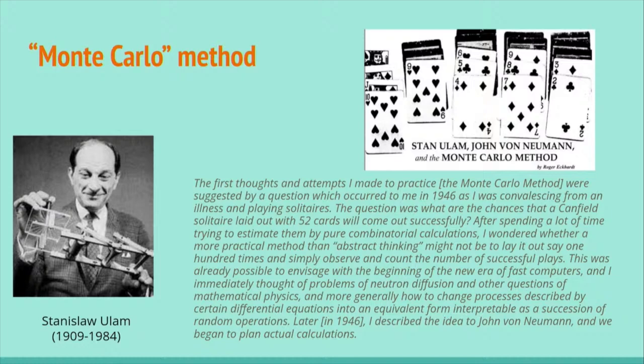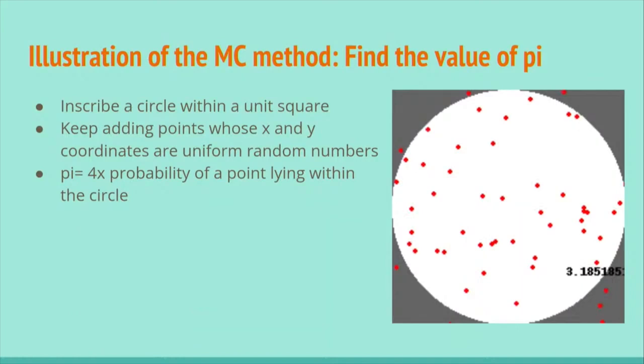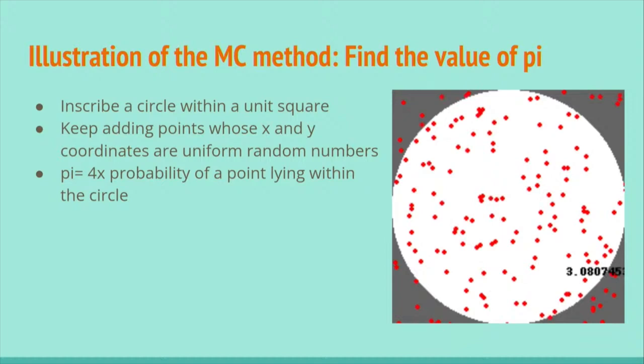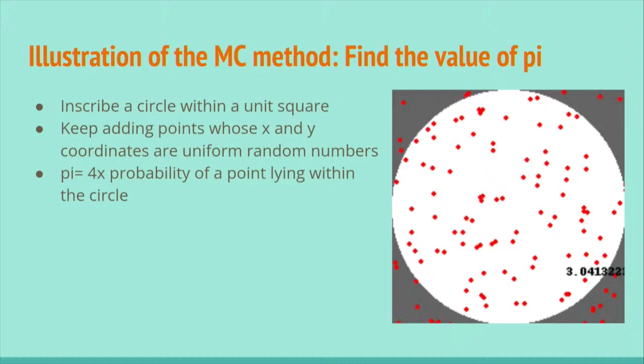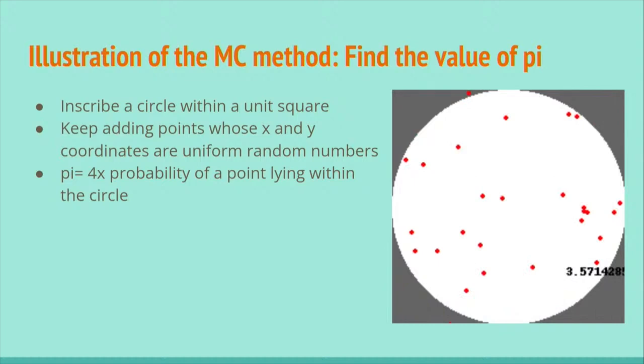So let me illustrate this method using a very simple problem which you can all do at home if you have some programming knowledge. This is an illustration where we are using Monte Carlo to find the value of pi. The idea is you inscribe a circle within a unit square. The unit square, of course, has an area of 1, and the circle inside it will have an area of pi by 4. Sorry, the radius is not 1, the radius is half, so the area of the circle is just going to be pi by 4.